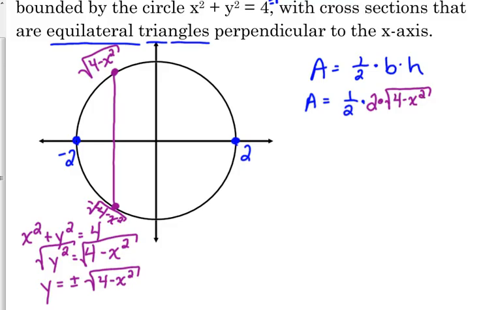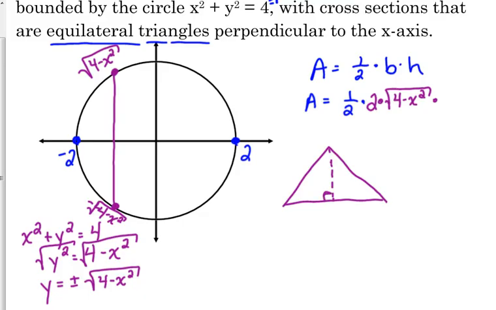Because you've got the same distance going up from the x-axis. There's no simplifying you can do. You can't take the square root of both those terms. We've got to figure out the height of these equilateral triangles. So I'm going to just sketch one of these equilateral triangles. We know that equilateral triangles means that all the sides are equal. Okay? All the sides are equal.